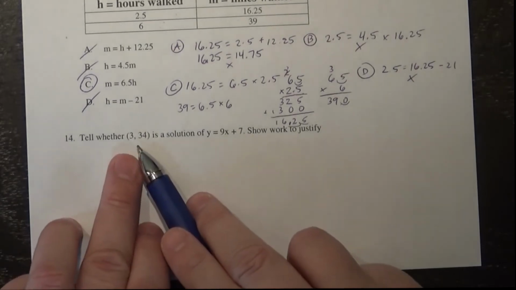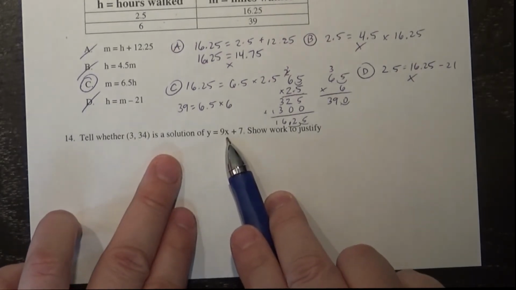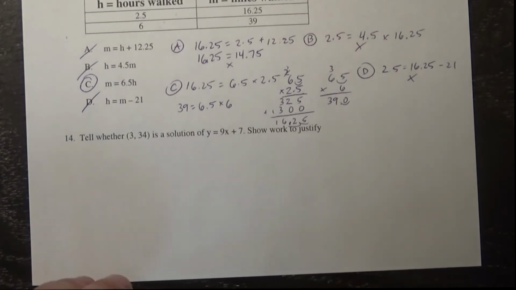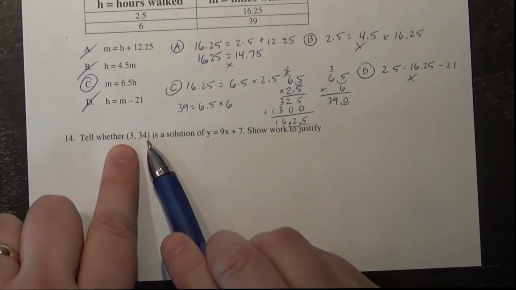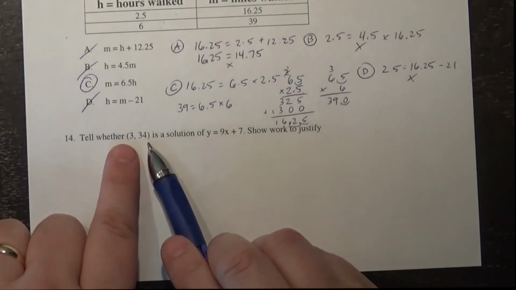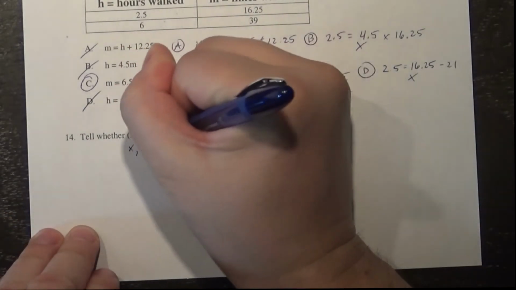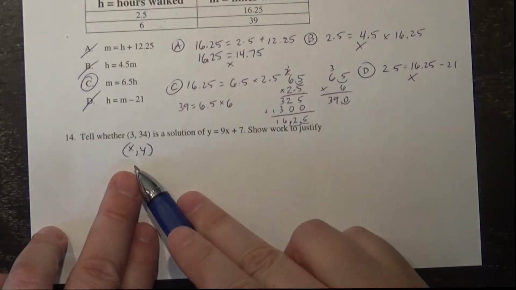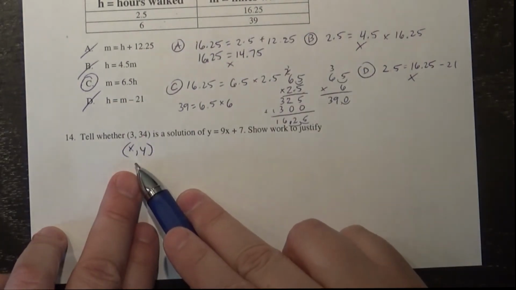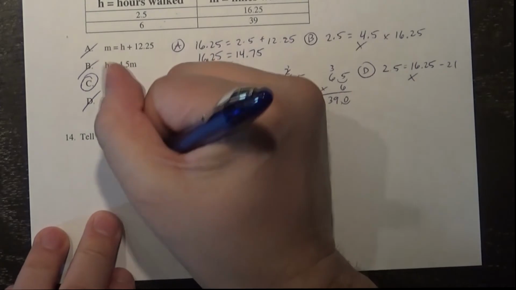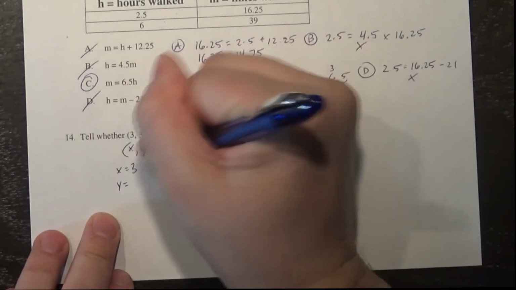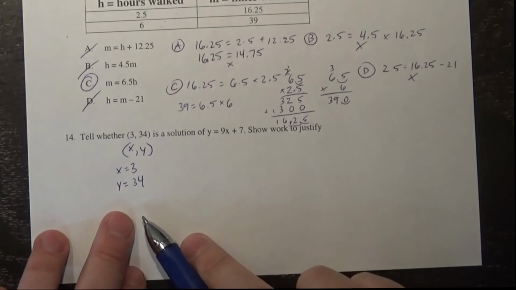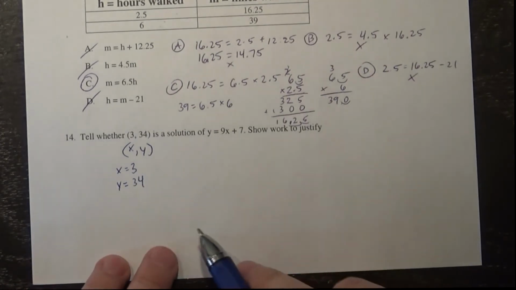Number 14 says, tell whether (3, 34) is a solution of y equals 9x plus 7 and show your work to justify. Now, I think before this chapter, you would have looked at a question like this and you would have just been lost and confused. But luckily now, when we see numbers here in parentheses, we think of that as an ordered pair. We think of that as an x and a y value. Remember all of our work graphing things on a coordinate plane, thanks to our focus work and our work during chapter 6. So I know the x value is going to be 3, and I know the y value is going to be 34.